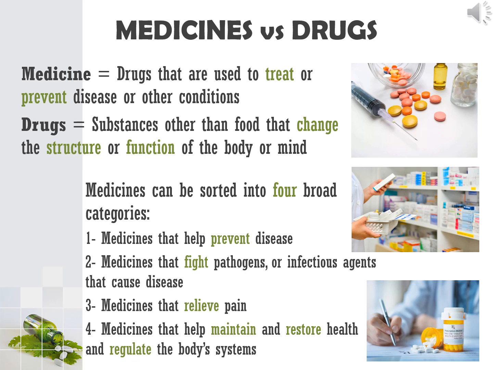While medicines and drugs can sometimes overlap, the distinction lies in their use. Medicines are drugs that are specifically designed to treat or prevent diseases. They fall into categories such as vaccines for disease prevention, antibiotics for infections, pain relievers, and medications that can regulate body functions or restore health.